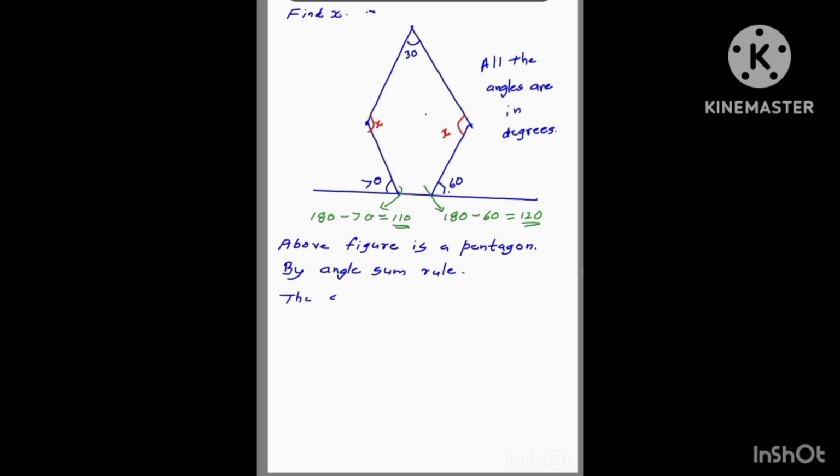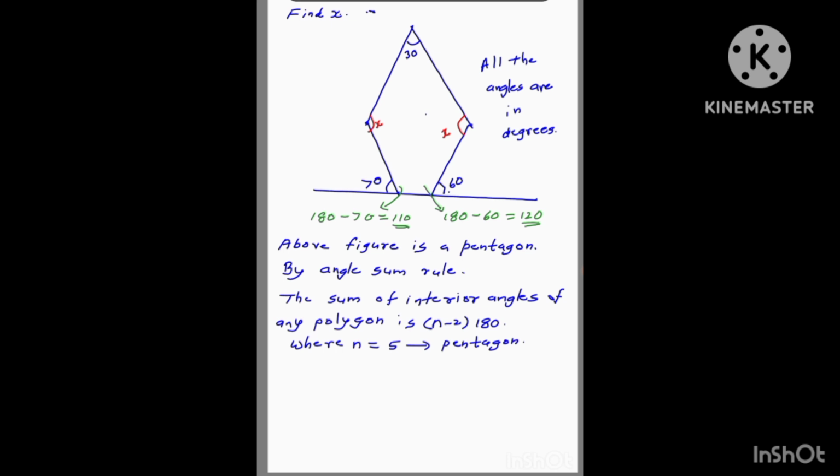We are writing the formula for a polygon so that you can use it anywhere, anytime. Above figure is a pentagon. The angle sum rule says the sum of the interior angles of a polygon is equal to n minus 2 into 180, where n is the number of sides. In this case it is 5. So 5 minus 2 into 180 is 3 into 180, which is 540. So the sum of the angles of this figure is 540.